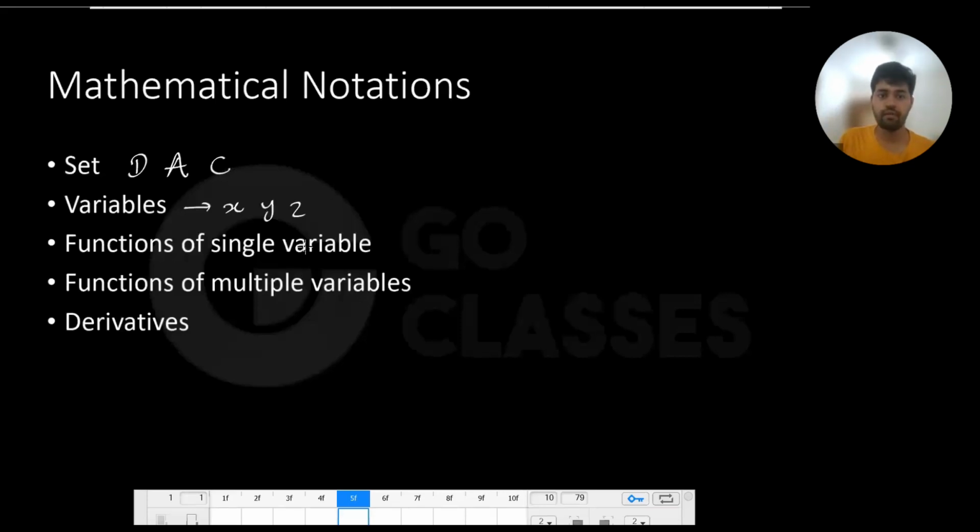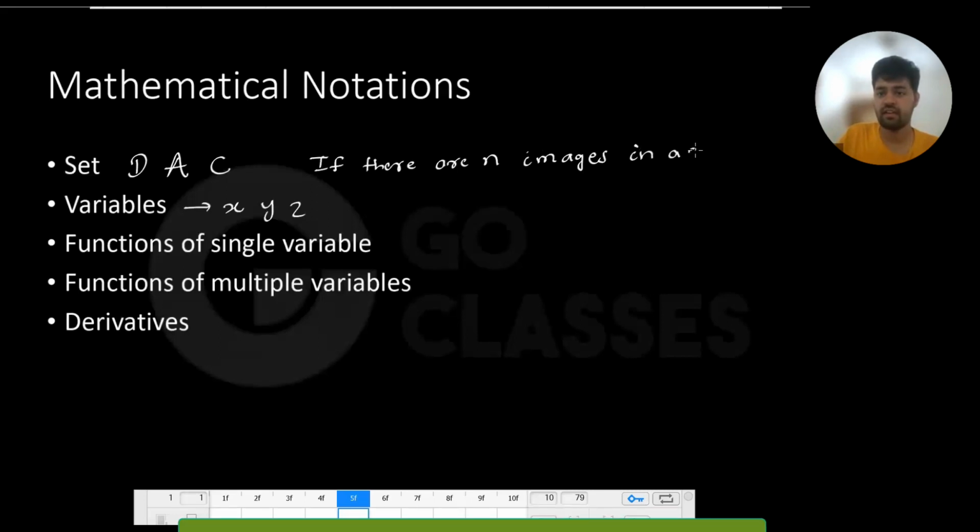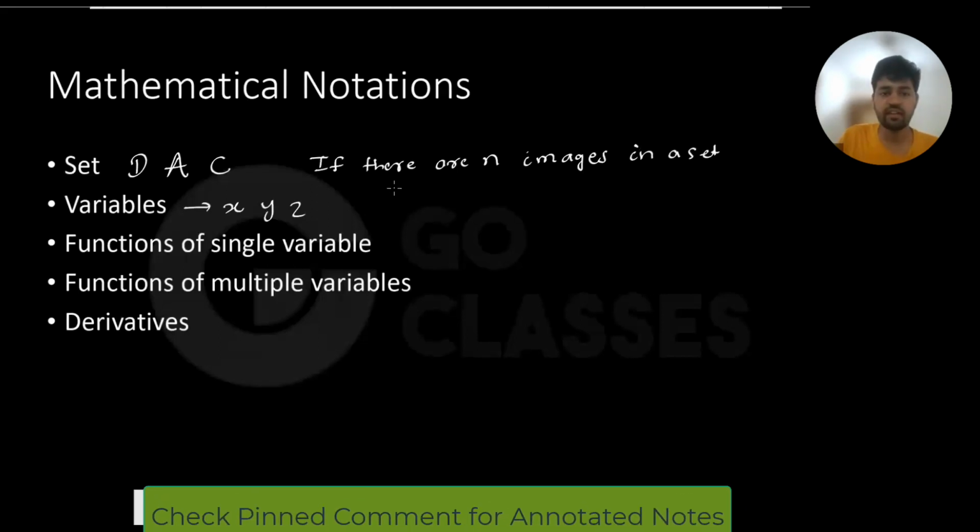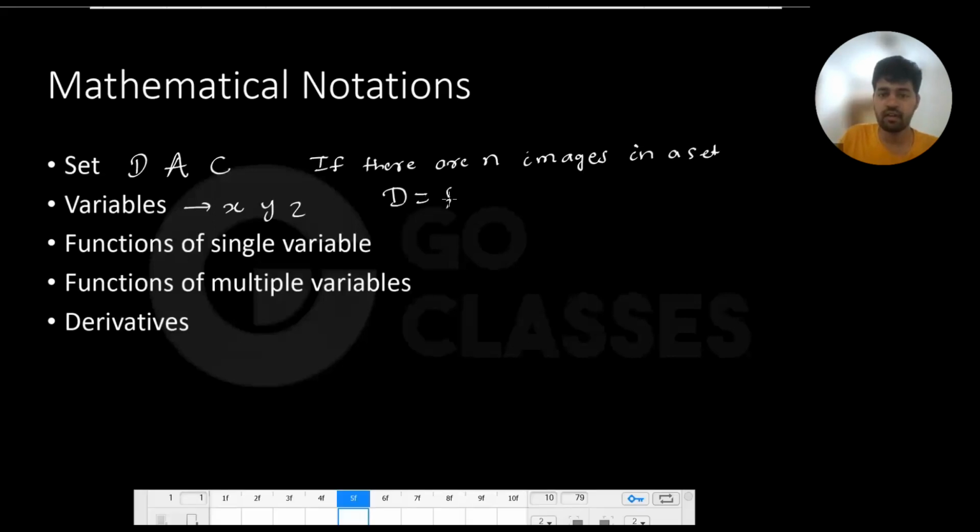So, if there are n objects, again, whatever that object is. Let's say there are n images. Let's assume that there are n images which form a set. We typically represent it as set D is equal to x1, x2, up to xn. So again, this is a straightforward notation.